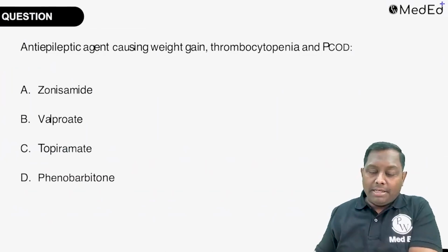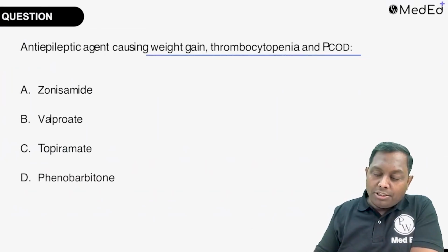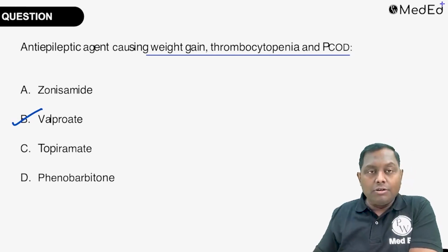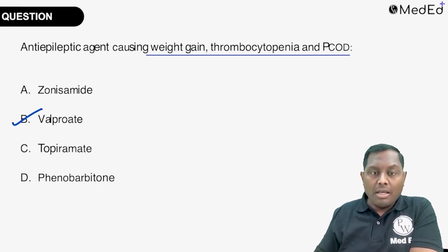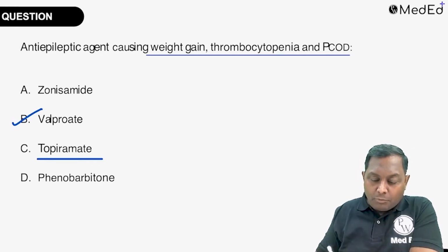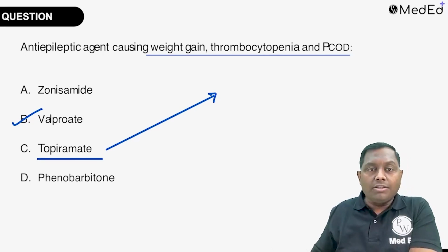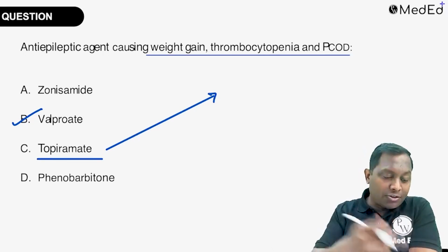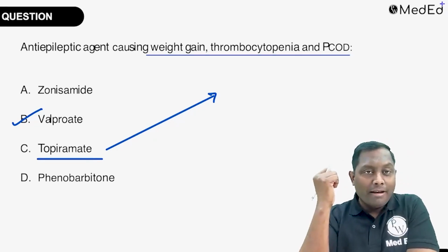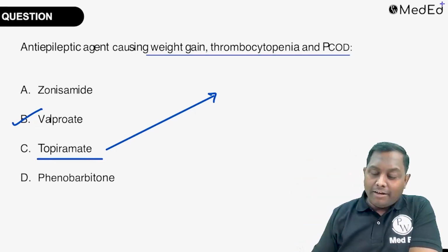Next one, anti-epileptic agent causing weight gain, thrombocytopenia and polycystic ovarian syndrome. In the previous question we have already discussed this. The name of the drug is going to be valproate. About topiramate, I used to tell you that topiramate is a very holistic drug. It wears topi and does all the good work. What do we mean by wears topi and does all the good work? Holistic drug, wears topi.